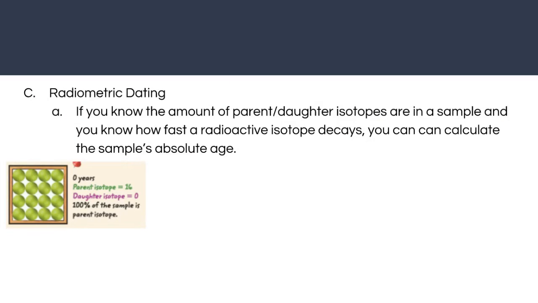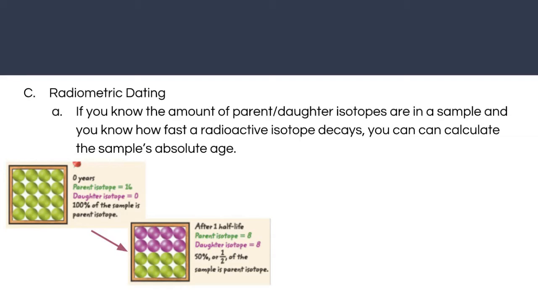This example is on page 261, so you should be following along with me. In the book here, it starts out with 16 green bubbles. That's going to represent parent isotopes. So in my little sample here, I've got 16 little bubbles representing 100% of the sample being unstable radioactive parent isotope. After one half-life, I've got 50% parent isotope. So still half of them are these green bubbles, but then 50% have decayed into the stable daughter isotope. That's represented by those purple bubbles up here.